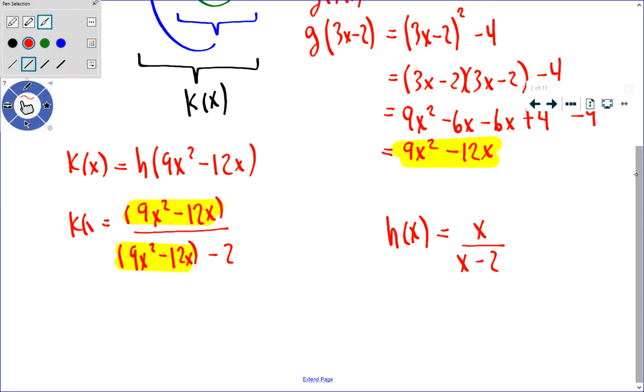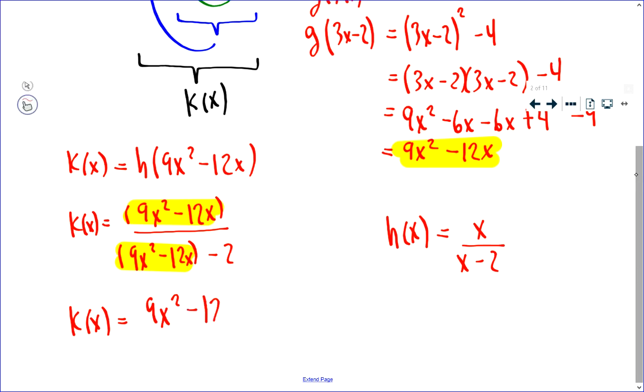This should be k of x. So k of x is equal to 9x squared minus 12x over 9x squared minus 12x minus 2. I don't know if that factors and simplifies. I don't think it does factor to simplify. But even if it does, that's not the point of this lesson. The point of this lesson is to get you thinking of compositions of more than 2 functions. This, in other words, everybody, is our answer.